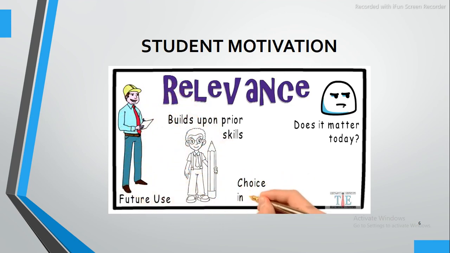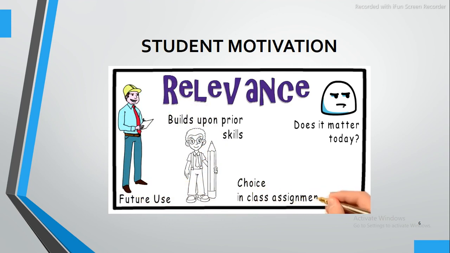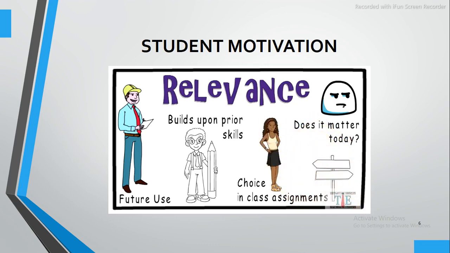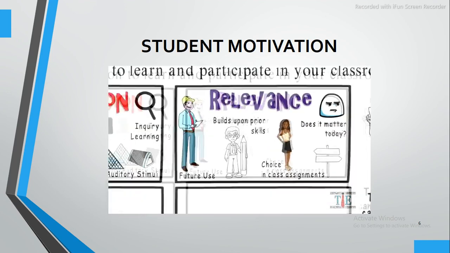To increase student motivation, provide choice in your class assignments. One lesson, for example, can offer two different assignments: one a project presentation and the other a research paper, and then let the student make a choice.